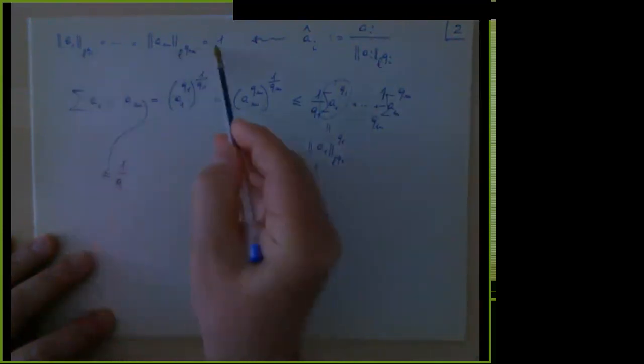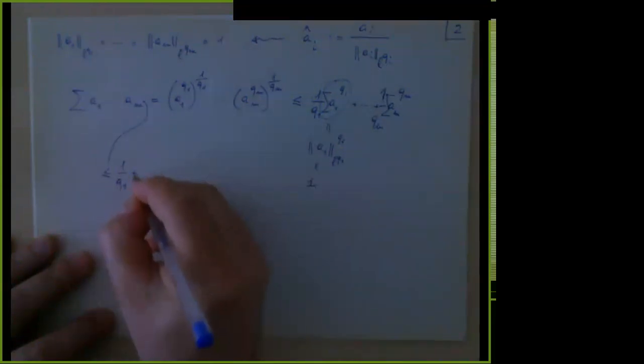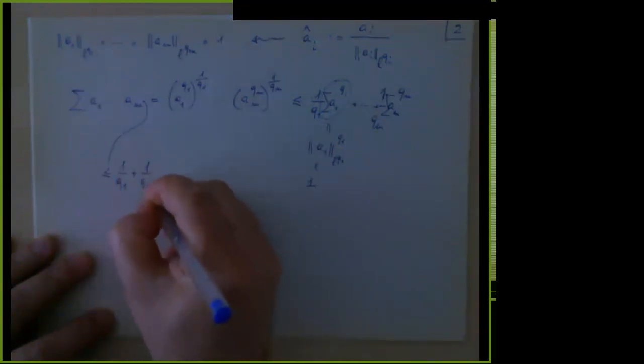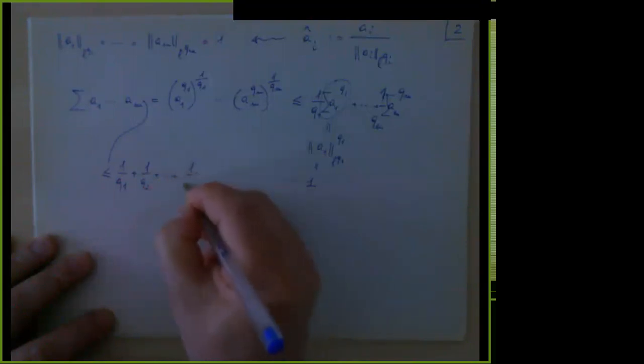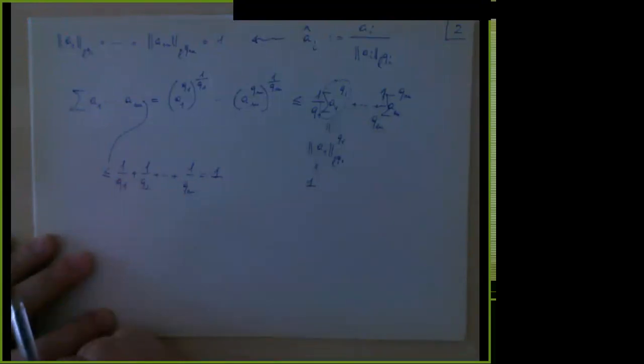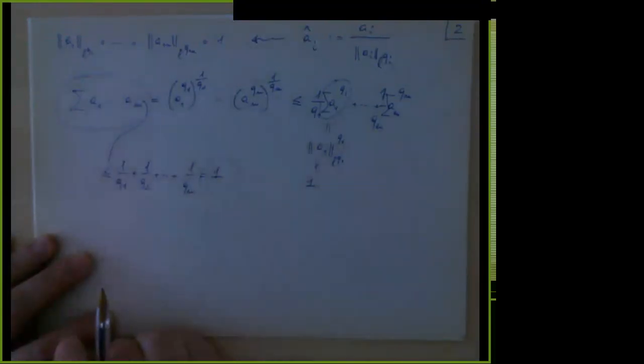I'm using the normalization hypothesis: 1 over Q1 plus 1 over Q2 plus up to 1 over QM, which is 1, which is exactly what we wanted to prove. So we have proved that this is bounded by 1. So this completes the proof of Hölder's inequality. As you see, the proof is very quick following this route. It is a direct application of the AM-GM inequality.